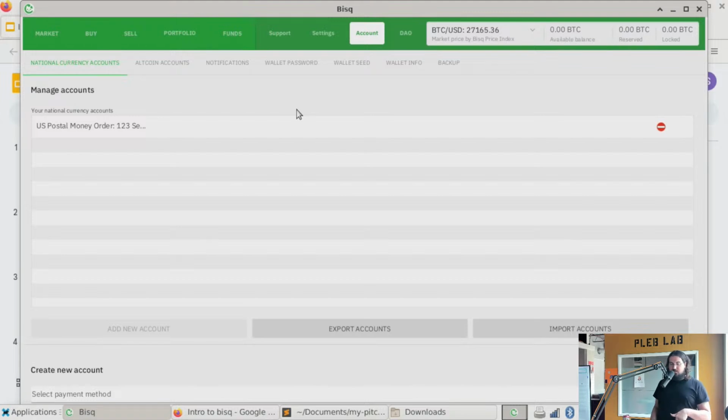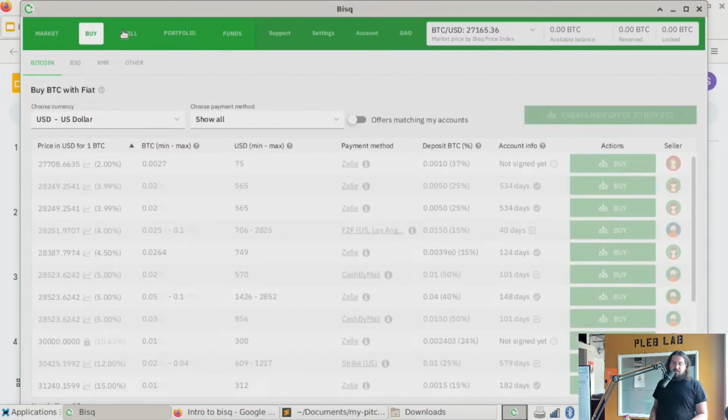The question is, is Lightning integrated yet? No, it is not. Bisq does not have Lightning support. Well, they kind of do. They have Strike. So one of the payment methods in here is Strike. So you can send a Strike payment to someone, which is a Lightning payment, but it's only through Strike. So basically, no.